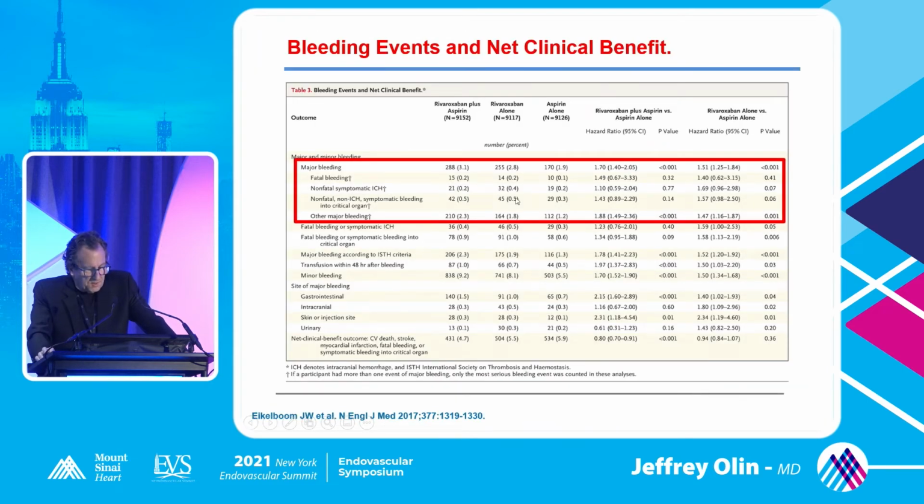It did come at the risk of increased bleeding. So you see here that the bleeding rate is increased with a hazard ratio of 1.7, but fatal bleeding, non-fatal symptomatic intracranial bleeding, and bleeding into a critical organ was no higher. It was other major bleeding that occurred.